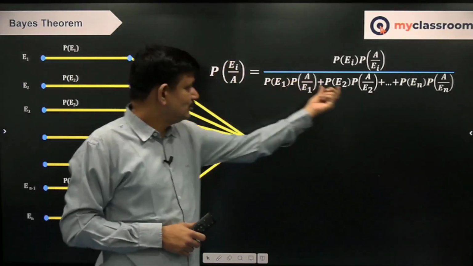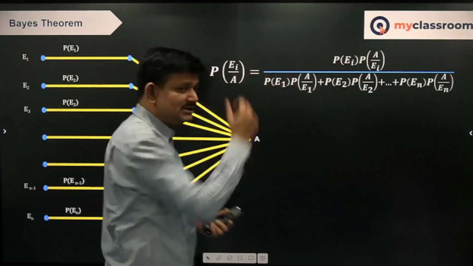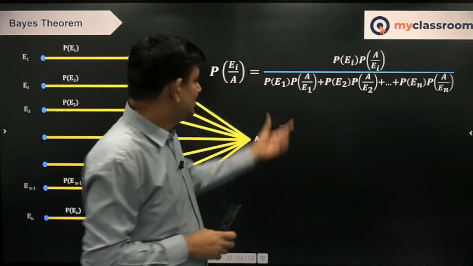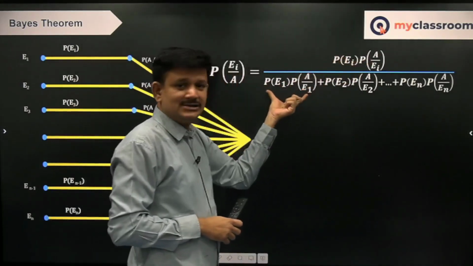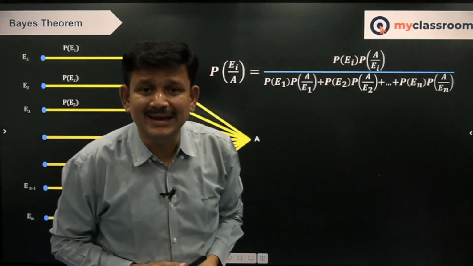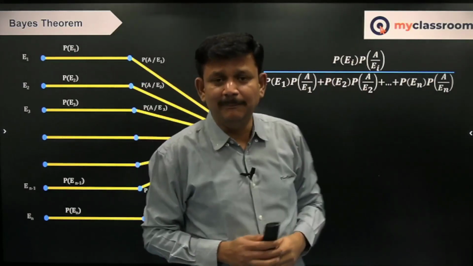So corresponding to road number I, paste it in the numerator. Let's say I want to check the probability of his traveling on road number 1. So in place of this, I would have copy pasted this particular part, P of E1 into P of A given E1. So this is simple Bayes theorem.